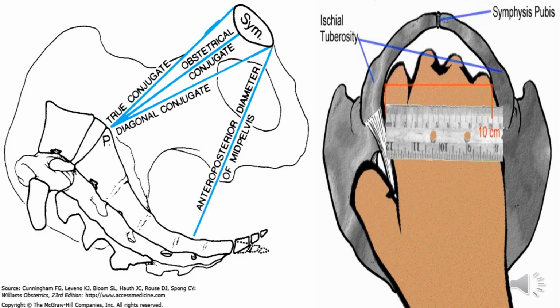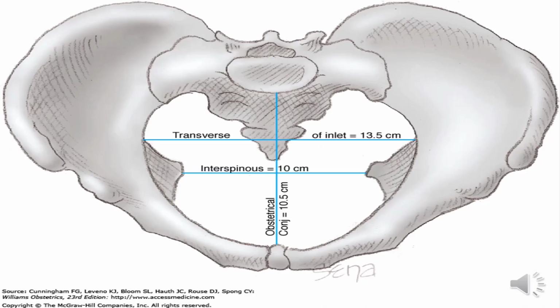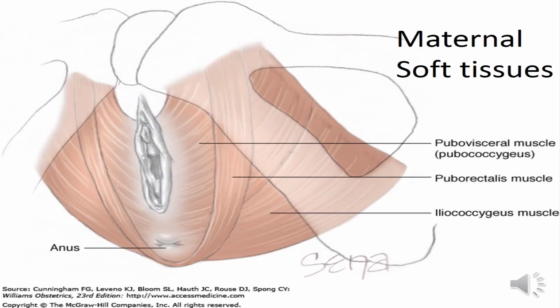Here the diameters. Here the obstetrical diameter 10.5, interspinous 10 cm, transverse 13.5, this is of the inlet. This is the anus, vagina, the muscles.